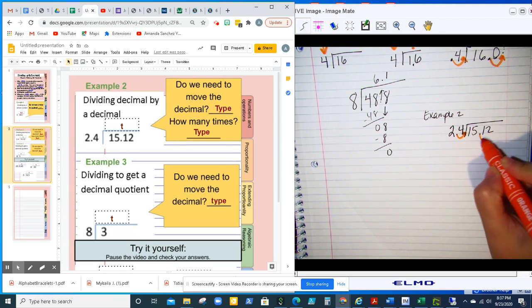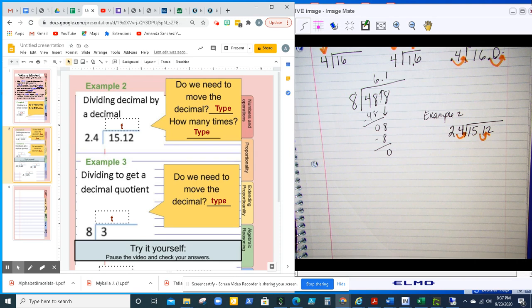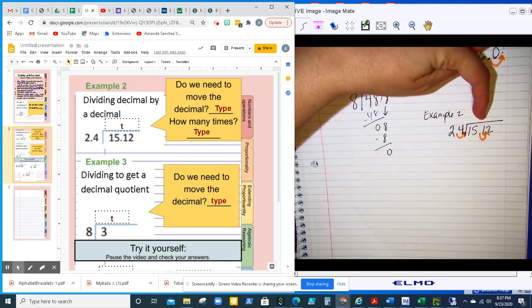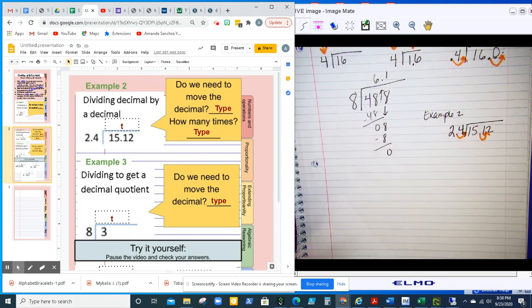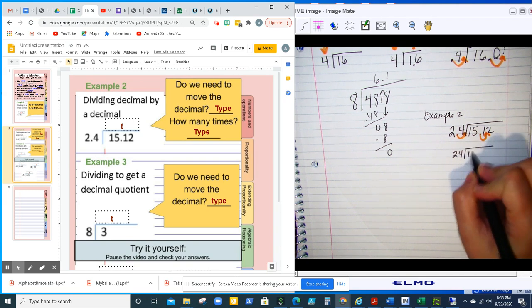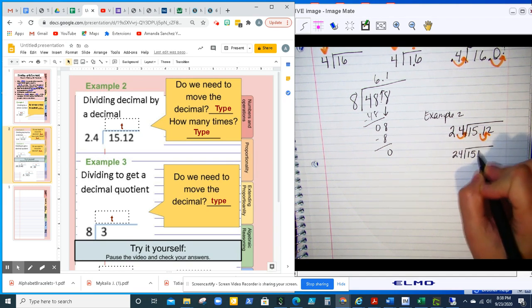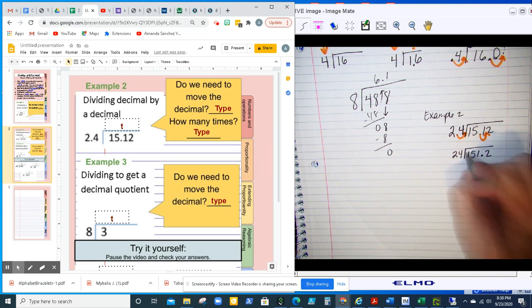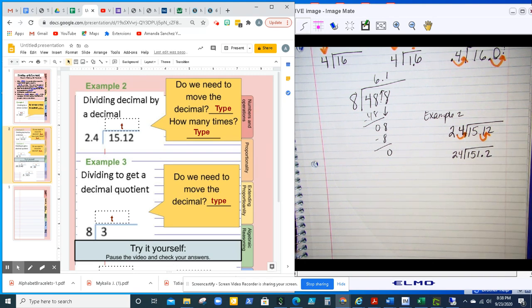So this decimal needs to be bumped over. And so now the new home of the decimal is between the 1 and the 2. So I'm just going to rewrite it: 24 into, now the value is 151.2. And now it's ready to divide.